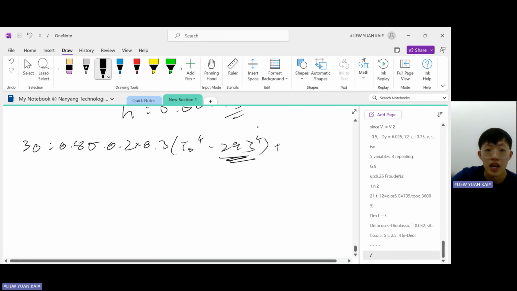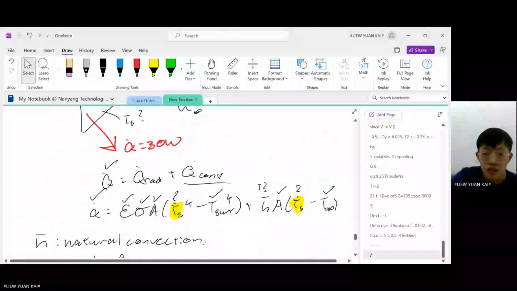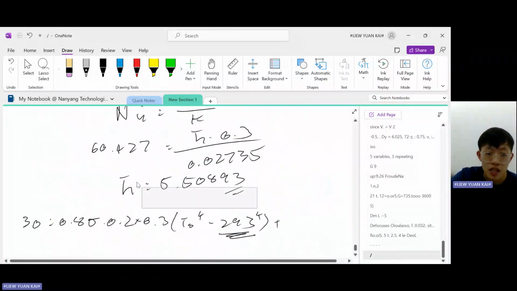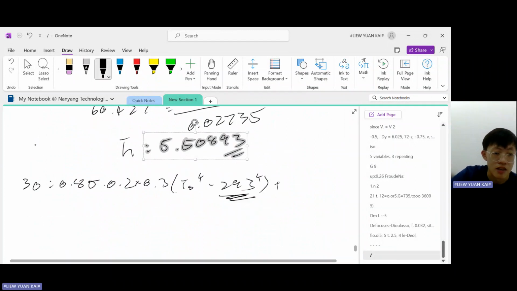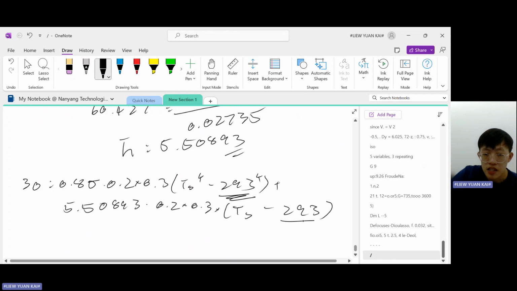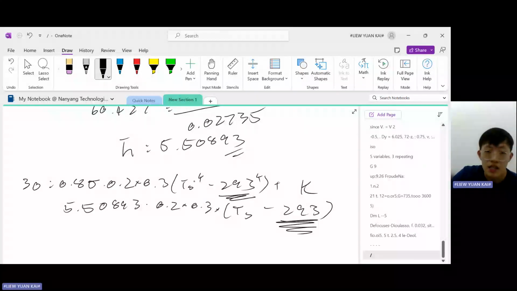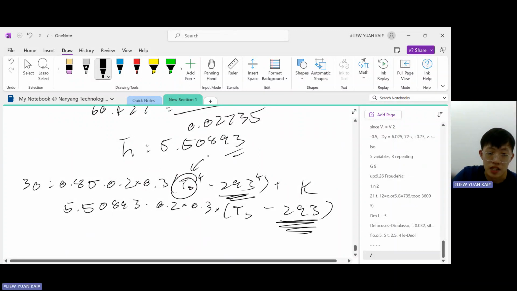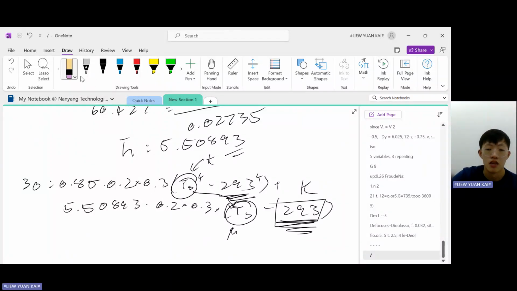Then, plus the h. Now we want to plug the h into Newton's law of cooling. So I'm going to do it in the next line: 5.50893 times the area, 0.2 times 0.3, times the temperature difference. Make sure that this temperature difference is also in Kelvin. Because Ts in this radiation formula is in Kelvins, to keep it consistent, this one must also be in Kelvins. So every temperature that you plug into this equation right now must be in Kelvins.